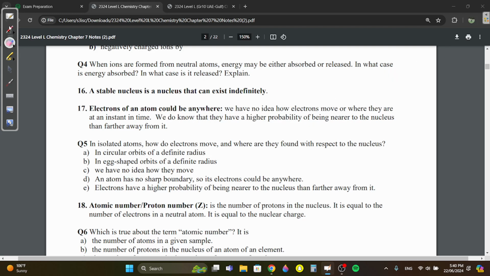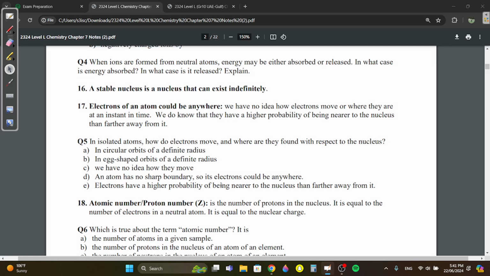So we know, is it having a circular orbit? No, we don't know. In egg-shaped orbits? No, we have no idea how they move. Yes, an atom has no sharp boundaries, so its electrons could be anywhere. Well, technically, no. But they have a higher probability of being near to the nucleus than farther away from it. That's what we want, it being nearer to the nucleus than farther away. It's not, it could be anywhere.